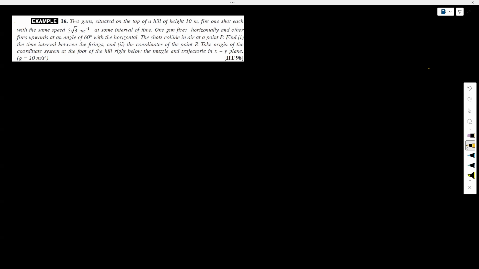One gun fires horizontally and the other fires upwards at an angle of 60 with the horizontal. The shots collide in air at point P. So let's draw the situation here. So we have firing something from a height of 10 meters from the ground level.